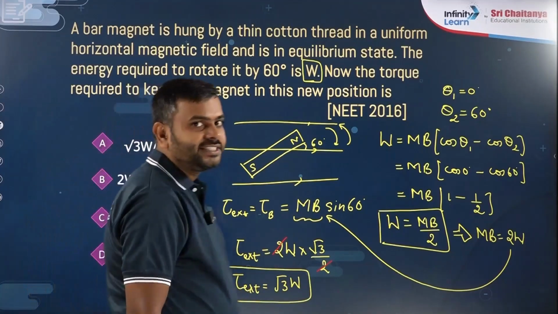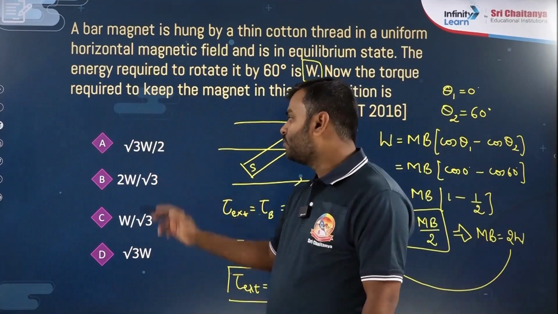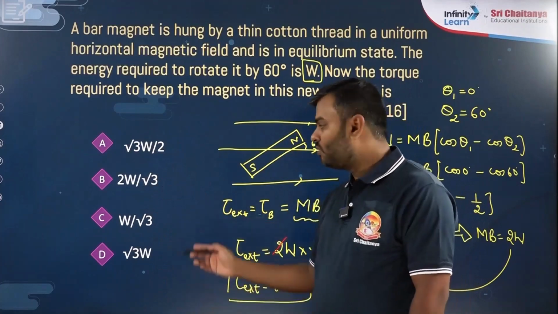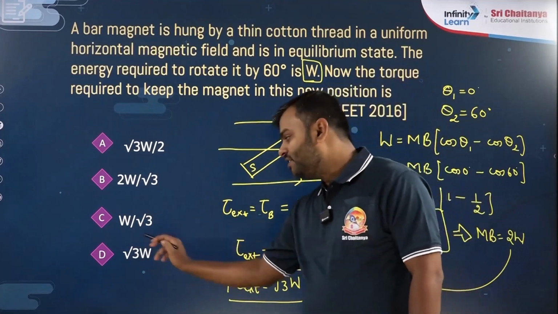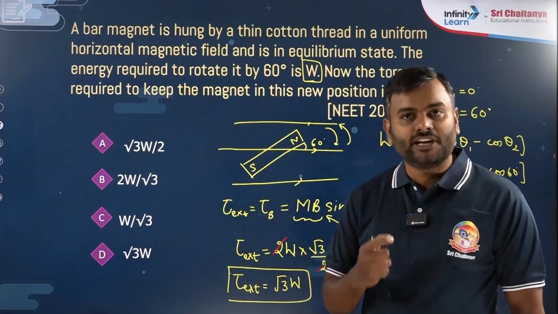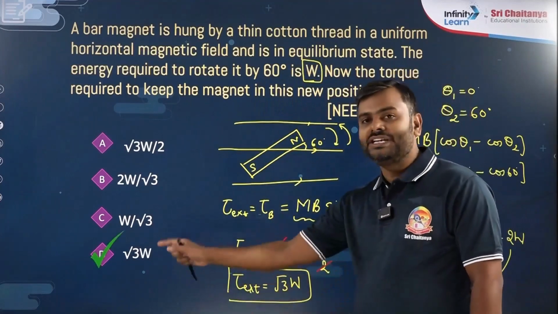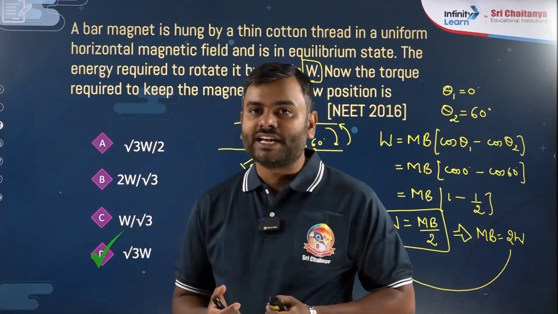Let's check which option has this. Option A is root 3 W by 2, B is 2W by root 3, which is also not correct. The third option is W by root 3, and finally the fourth option is root 3W. So that is the correct option. D is the correct option for this particular question. So let's move to the next question.